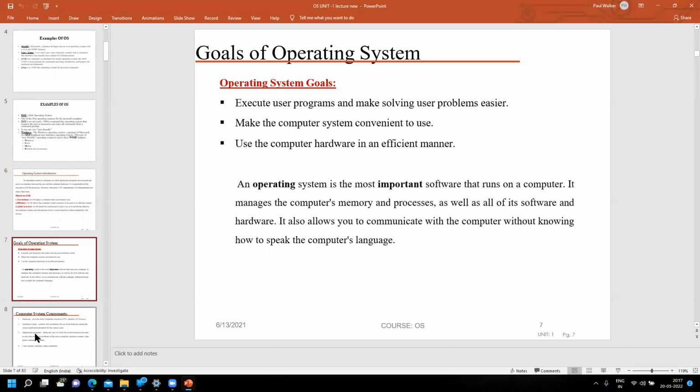Next, we discuss the goals of the operating system. As we know, an operating system is an interface that acts between computer hardware and a computer user. It is able to efficiently solve millions of problems, and it is very convenient to use in an effective manner.